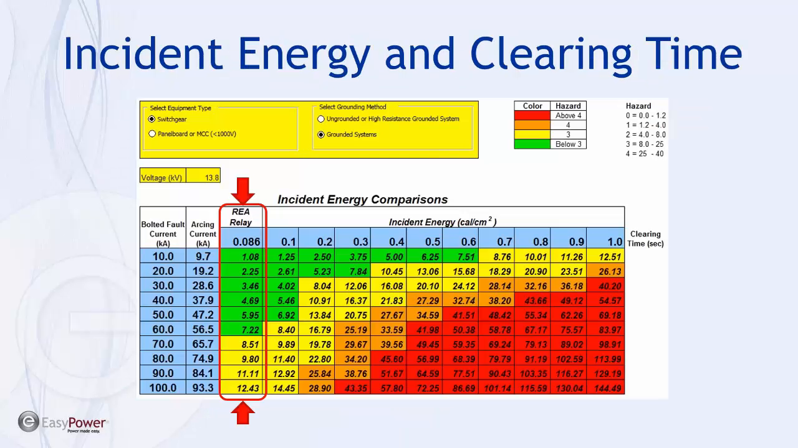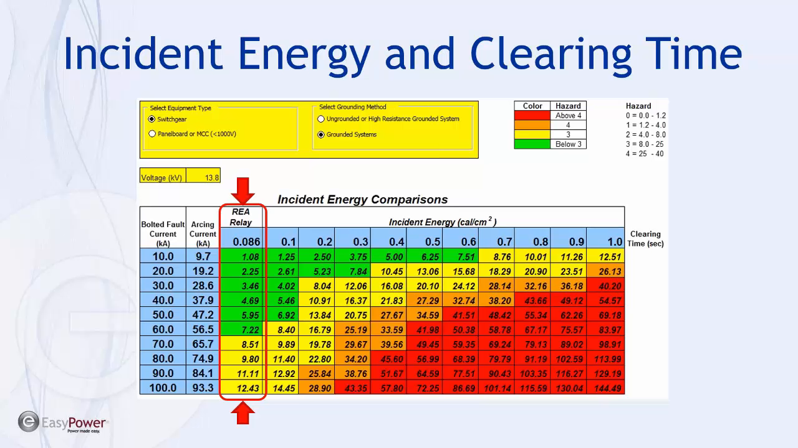Here we can see just how important clearing time is. And when you look at the incident energy, which determines the severity of the arc flash fault, you can see the green and yellow colors are a little bit less, 3 and below. The red is above 4, and it's obviously much more of a hazard. The incident energy depends on the magnitude of fault current. It depends on the clearing time, which we've seen is very critical, and also the grounding of the system.